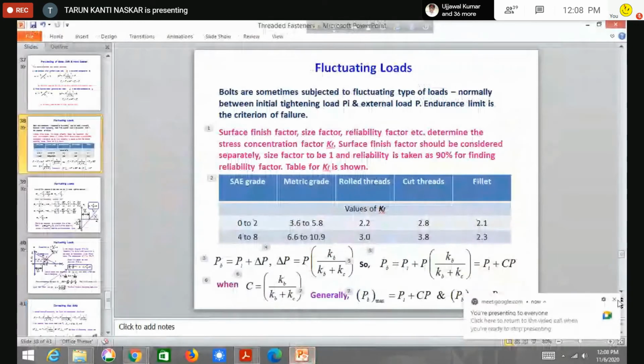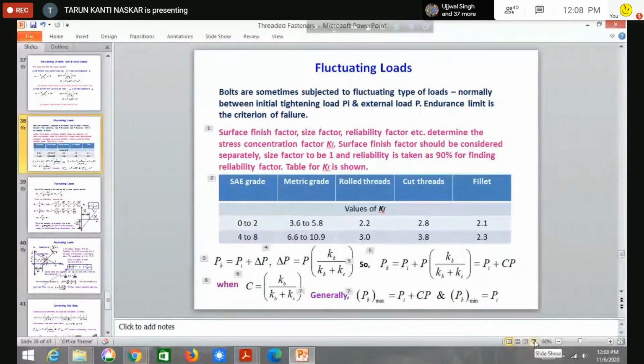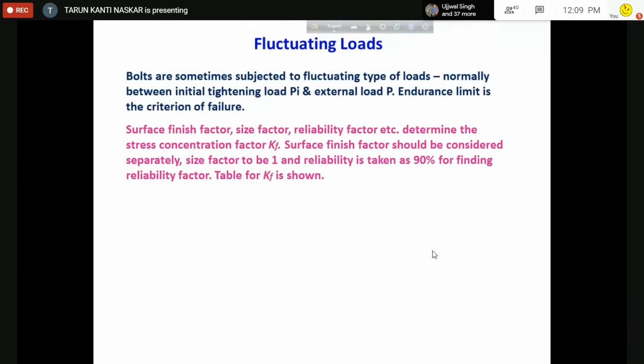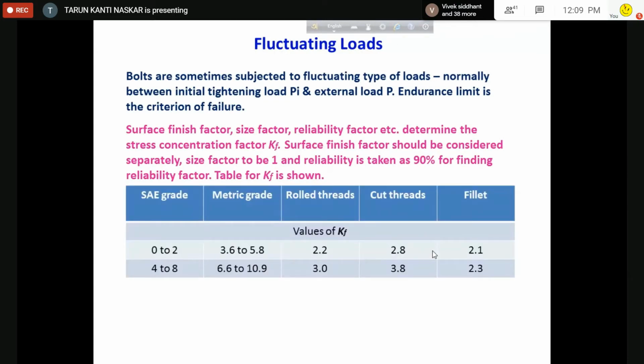So that is why we have to be very careful while designing against fluctuating load, and stress concentration factor is very important. And besides stress concentration factor, there are other factors like surface finish factor, size factor, reliability, and other different factors. From table K, these are the values of K.